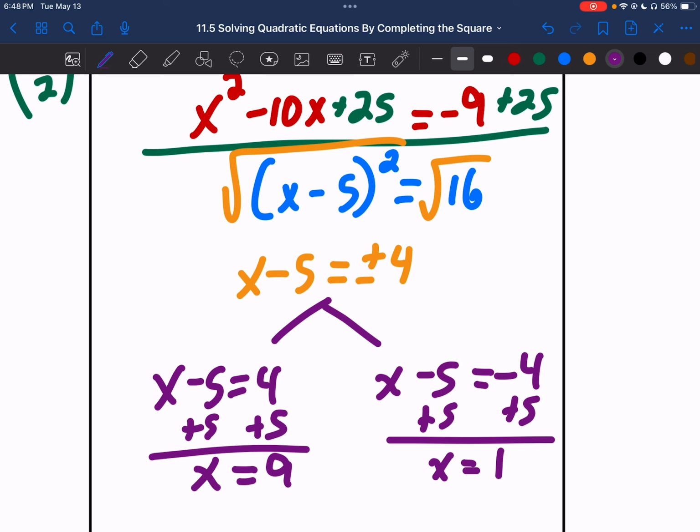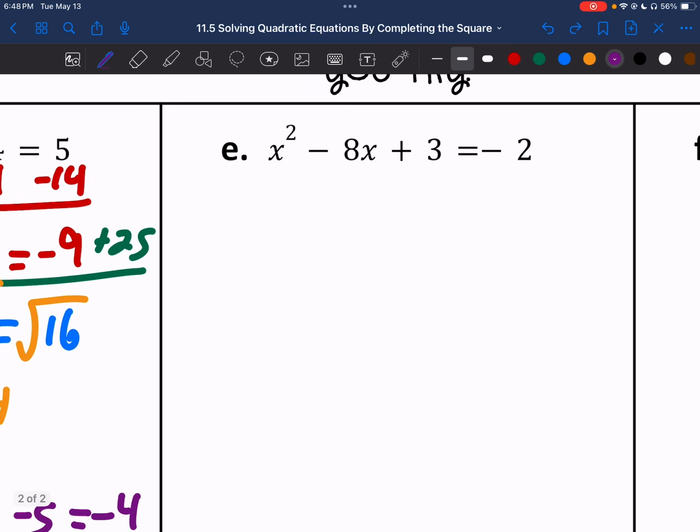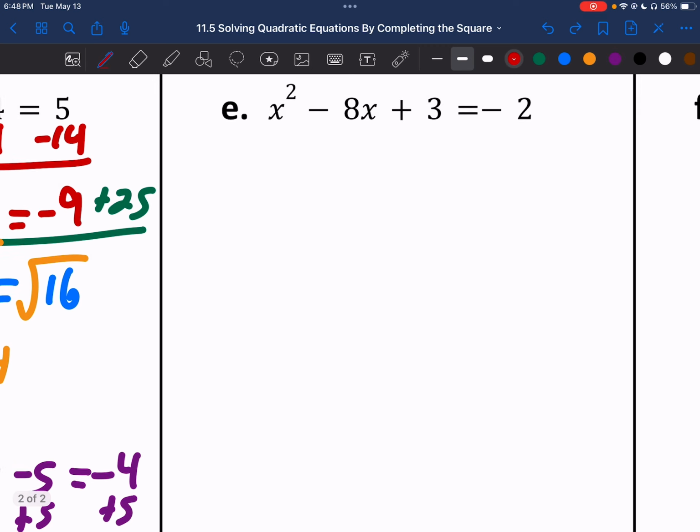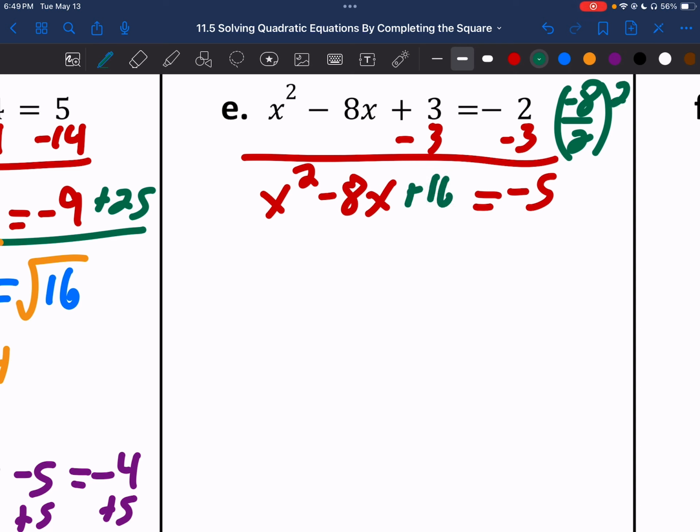And this is one we could have done with factoring, but hey, here's the completing the square method you can learn with it. Letter E, we start by subtracting 3 from both sides. We get x squared minus 8x is equal to negative 5. We do negative 8 over 2 squared. So negative 8 over 2 is negative 4. Negative 4 squared is 16.